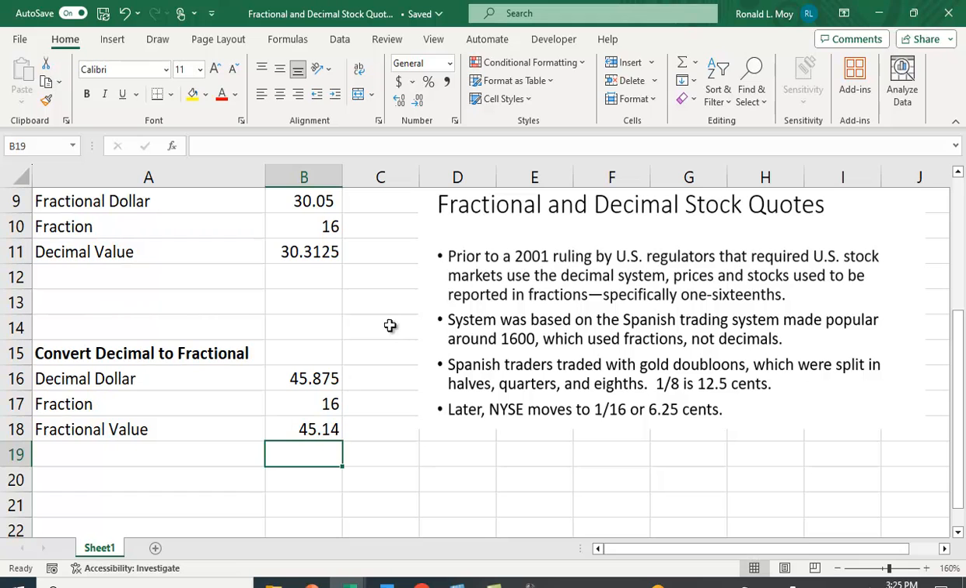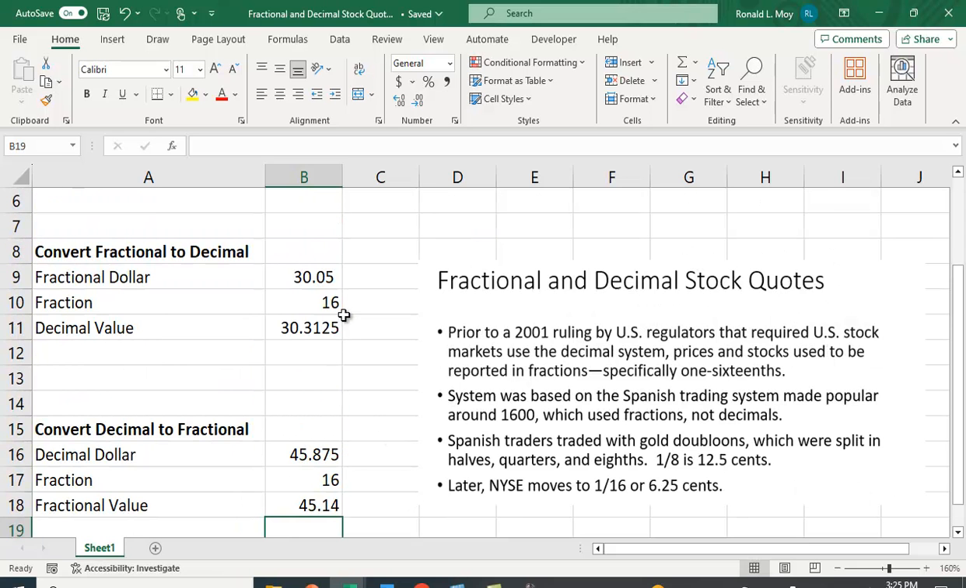And we get 45.14. That's 45 and 14/16. So 14/16 is 7/8, and if you take 7 and divide it by 8, you get 0.875. So that's an easy way to convert from the fractional dollar to the decimal dollar, or from the decimal dollar to the fractional dollar.